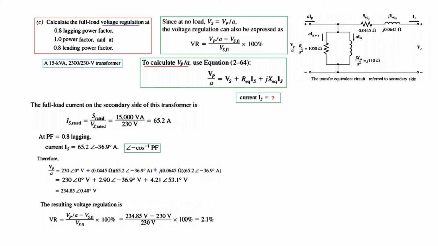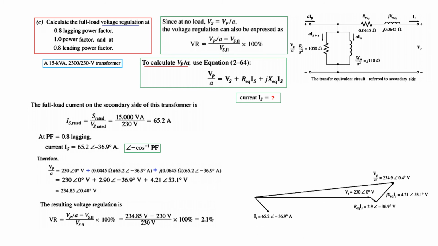And now that VP/a is known, we will use this formula to calculate the voltage regulation. VP/a is this value, 230 divided by 230. So the voltage regulation is 2.1%. And if you want to plot, this is the plot. 230 volt is the reference. Current is at minus 36.9 degree. So this is the current.